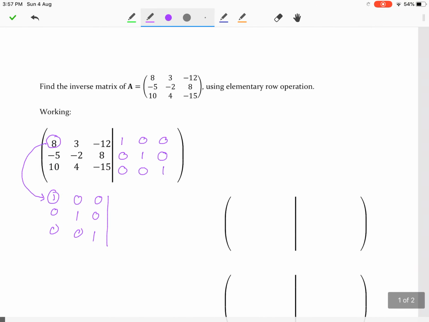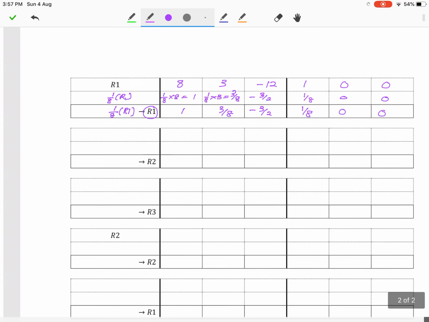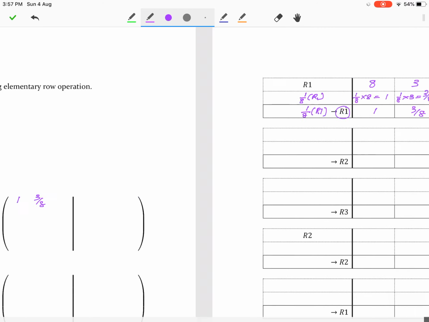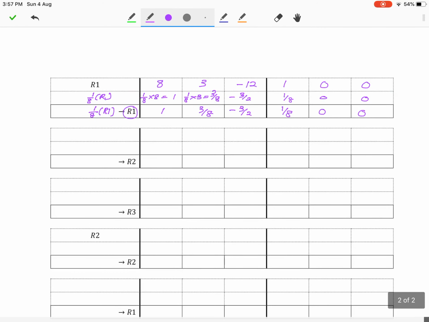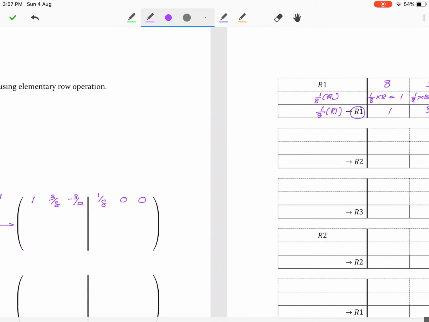So you can copy that operation there. You can say R1 after being multiplied by 1 over 8 becomes the new R1, which is 1, 3 over 8, negative 3 over 2, then 1 over 8, 0 and 0.